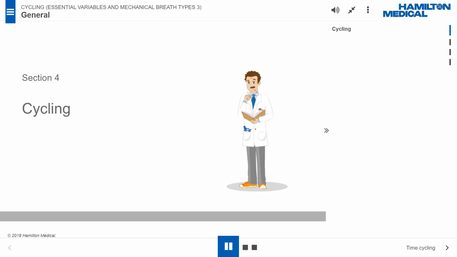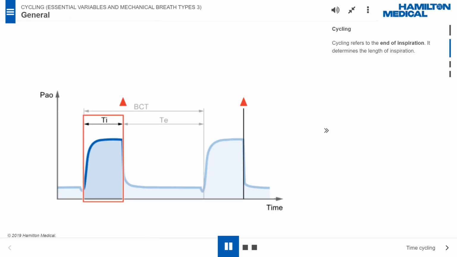Cycling. Cycling refers to the end of inspiration. It determines the length of inspiration. BCT is the sum of Ti and Te. If BCT is given, an increase in Ti causes a corresponding decrease in Te, and vice versa.